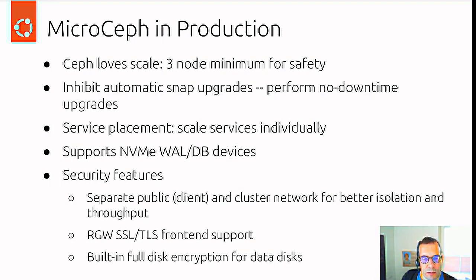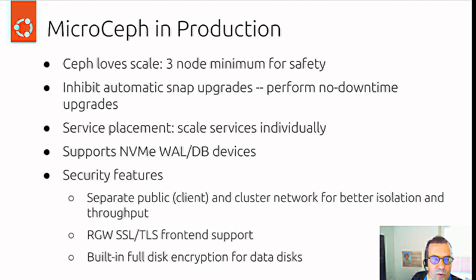We saw a small cluster for local development already. How would you go into production with MicroCeph? First thing is Ceph at scale. We already saw that there's a 3-node minimum recommended for safety for Ceph, and the same goes for MicroCeph. For MicroCeph, you would inhibit the default automatic snap upgrades, so you can perform no-downtime iterative upgrades with Ceph.